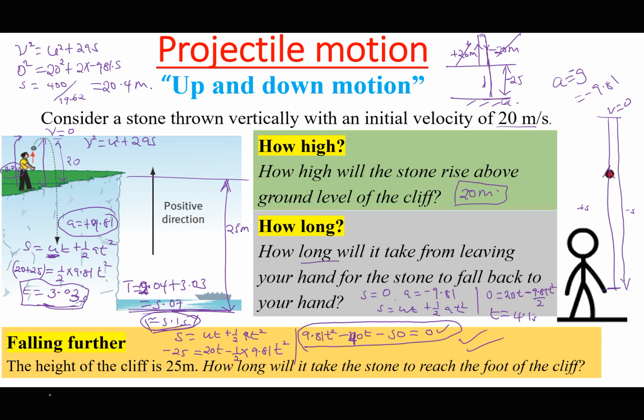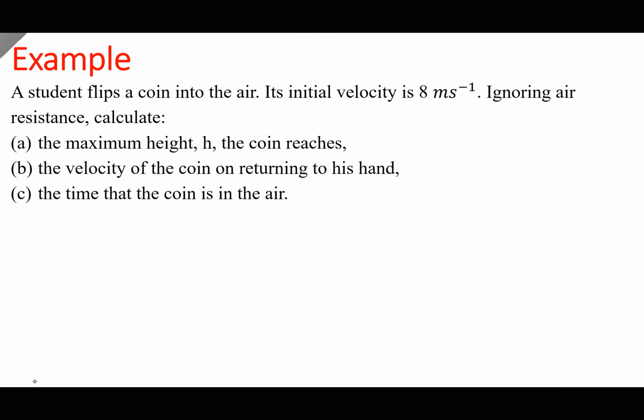Okay. Example, a student flips a coin into the air. A student flips the coin into the air. Its initial velocity is 8 meters per second. So initial velocity is 8 meters per second. Ignoring air resistance, calculate the maximum height h the coin reaches.